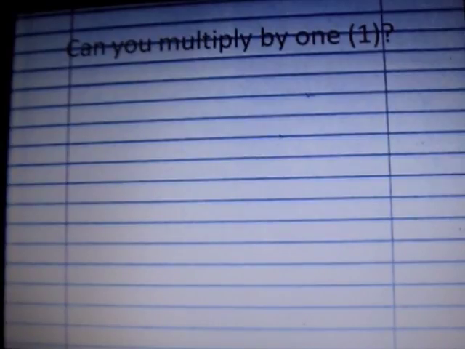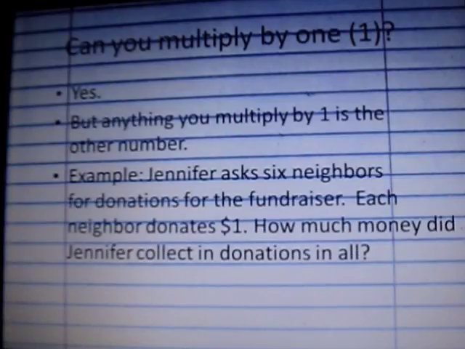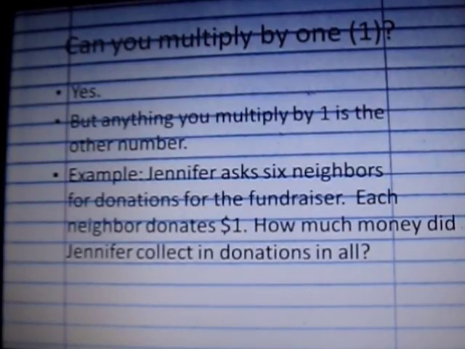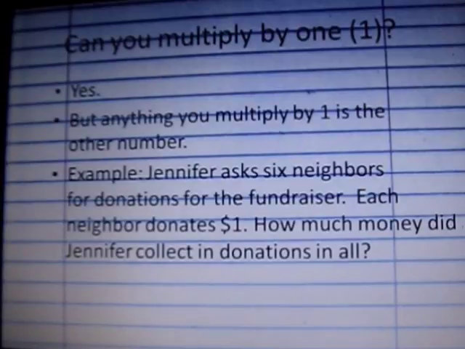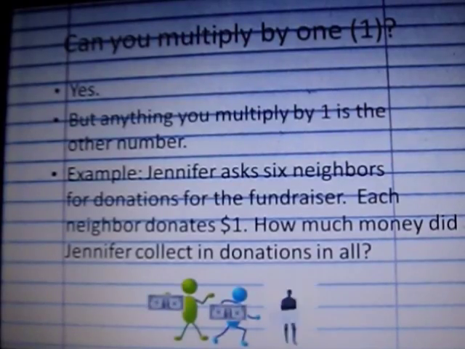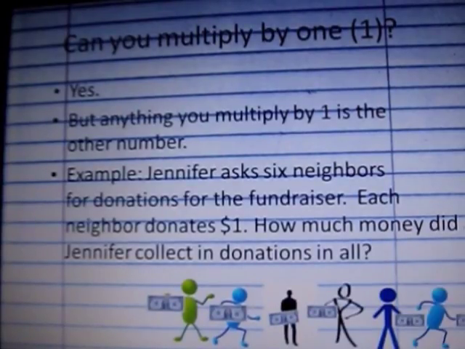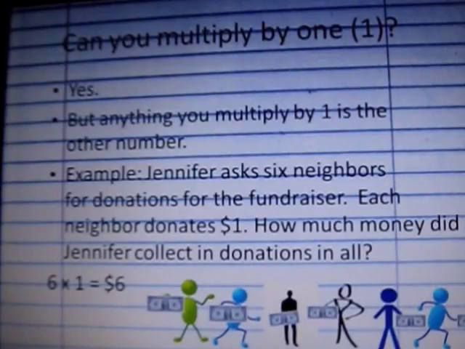Next, can you multiply by 1? Yes. But anything you multiply by 1 is the other number. Example: Jennifer asks 6 neighbors for donations for the fundraiser. Each neighbor donates $1. How much money did Jennifer collect in all donations? One plus 1 plus 1 plus 1 plus 1 plus 1. 6 times 1 equals $6.